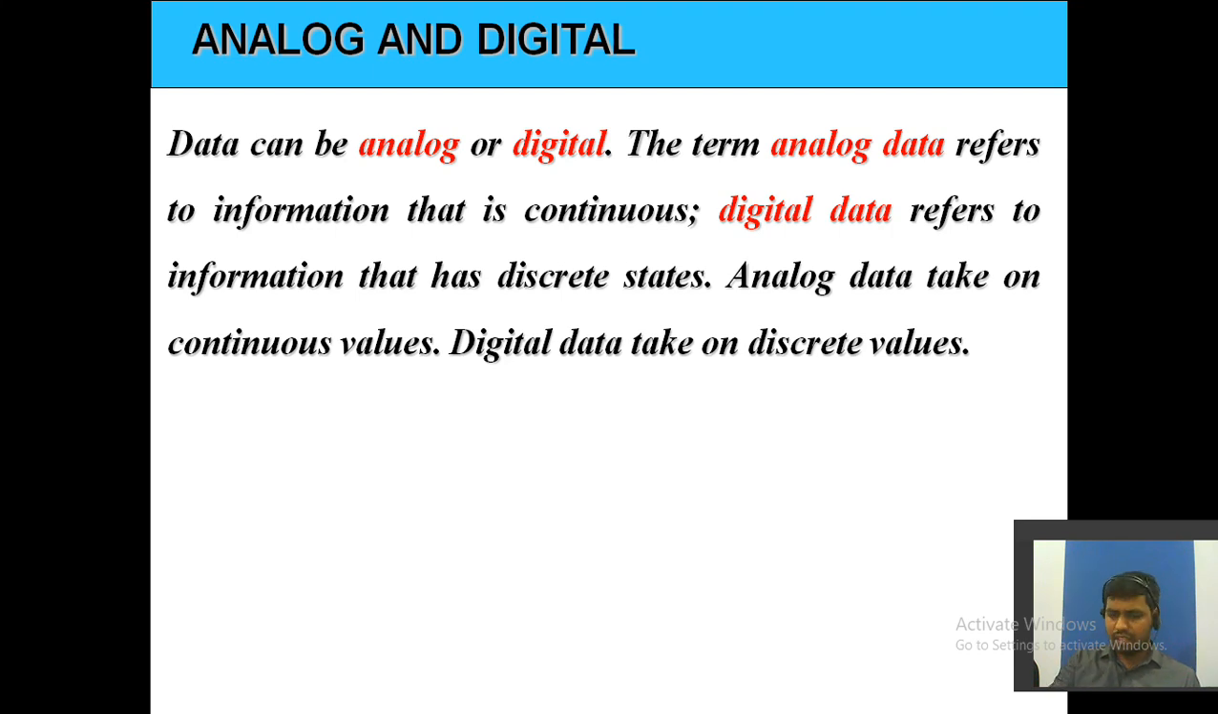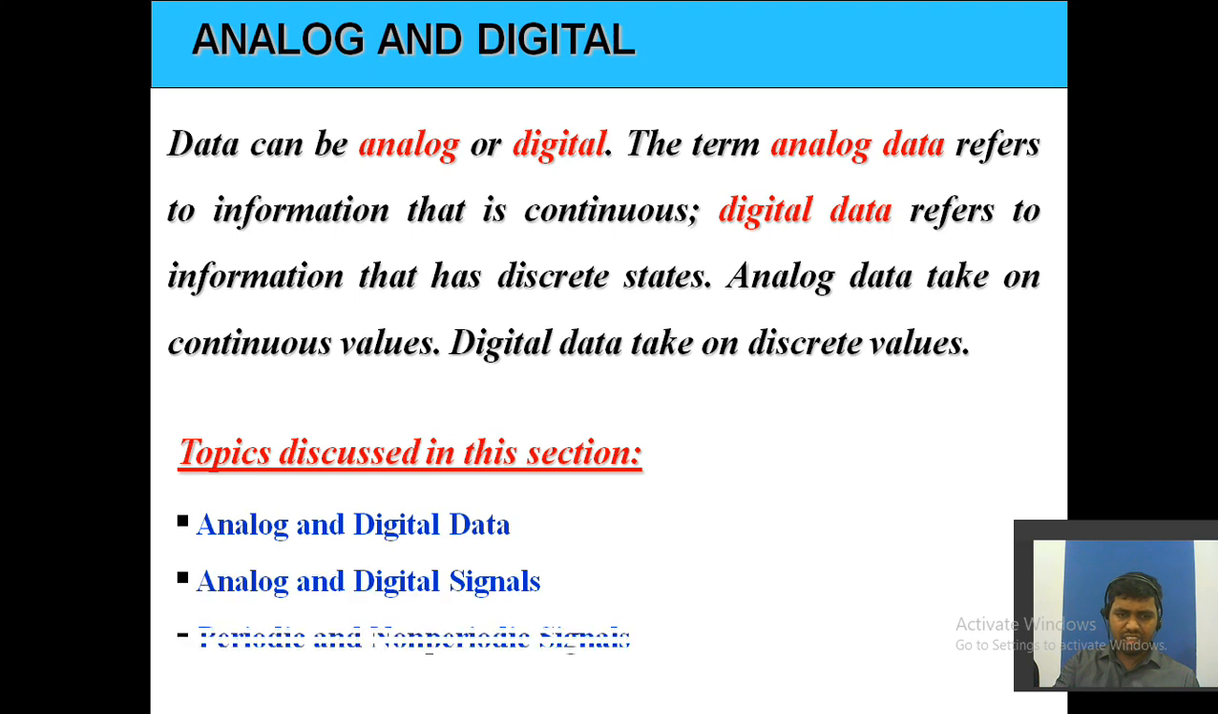These are the topics we have discussed in this session. The first one is analog and digital data, the second one is analog and digital signals, and the third one is periodic and non-periodic signals.